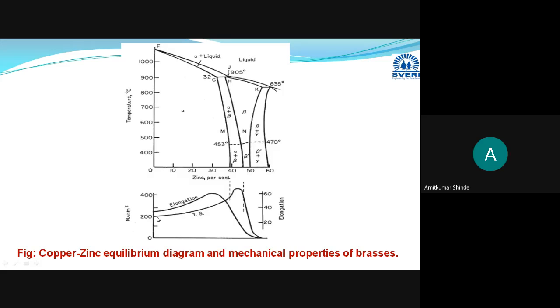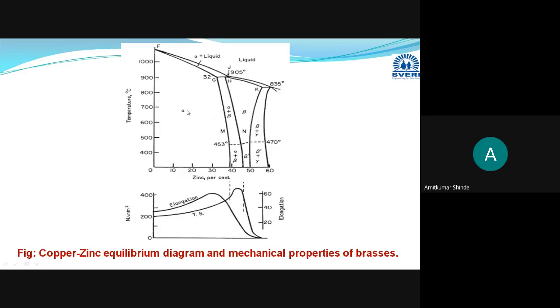Then what about the tensile strength? Now tensile strength goes on increasing as the amount of zinc increases, and it is maximum when the percentage of zinc is about 44 or 45% here. And above that, when only the beta phase is there, the tensile strength also drops. And when the gamma phase appears, it drops suddenly. Up to alpha plus beta, it will provide you better tensile strength.